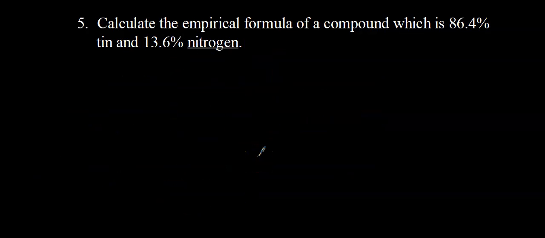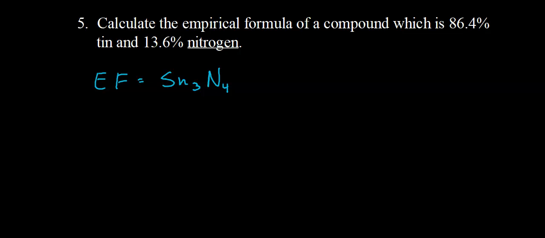All right, go ahead and pause the video and give this one a shot. Get the empirical formula. Go all the way. So this time we get a 1.33 to 1 ratio. So we're going to multiply by 3 to turn this into a 4 to 3 ratio. Tin goes first in the empirical formula. So we got Sn3N4.